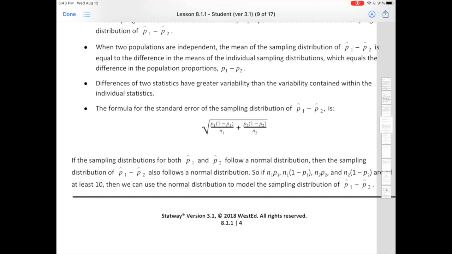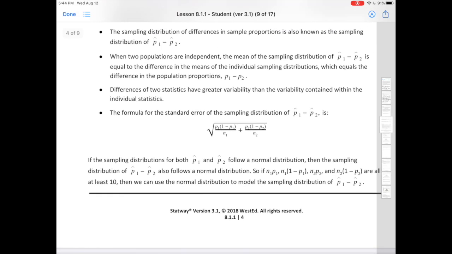You've got on the left the P1 and the N1. Remember, P1 is the population proportion for the first distribution, and N1 is the sample size for the first distribution. And P2 is the population proportion for the second distribution, and N2 is the sample size for the second distribution.